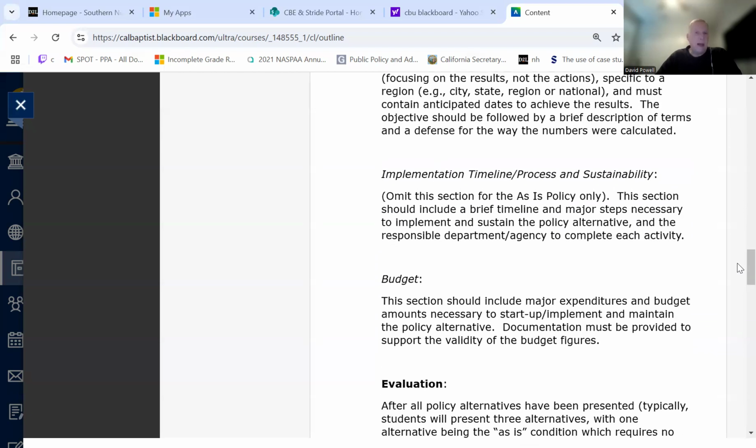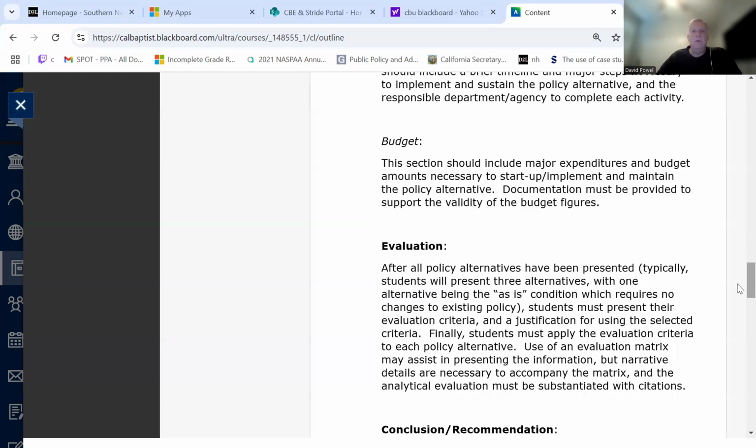You should have an implementation timeline. So this won't be really applicable for the as is because you're just keeping things as they are. But for the other two policy alternatives, you should have a section that includes a brief timeline and the major steps necessary to implement and sustain the policy alternative, and the department or agency that is responsible for completing each one of those activities in the timeline, and then a budget for each one of your policy alternatives, the major expenditures or budget amounts necessary to start up, implement, and maintain the alternative. You don't have to have a full-blown budget, but just an idea of some of the major things that money would have to be spent on to start up this policy alternative and to continue it.